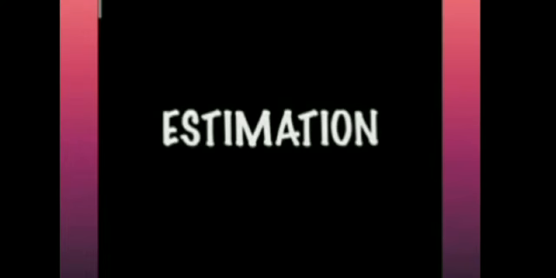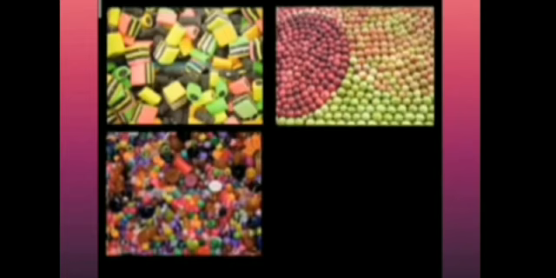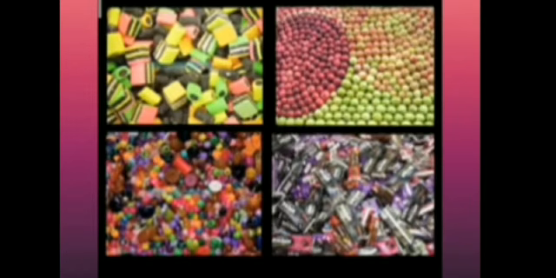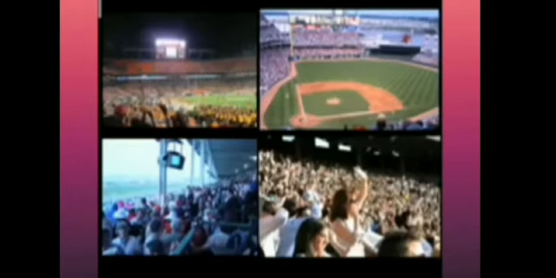Estimation. We use estimation skill to figure out how many items are there in these pictures. Like, we use estimation to figure out the number of people in these pictures.